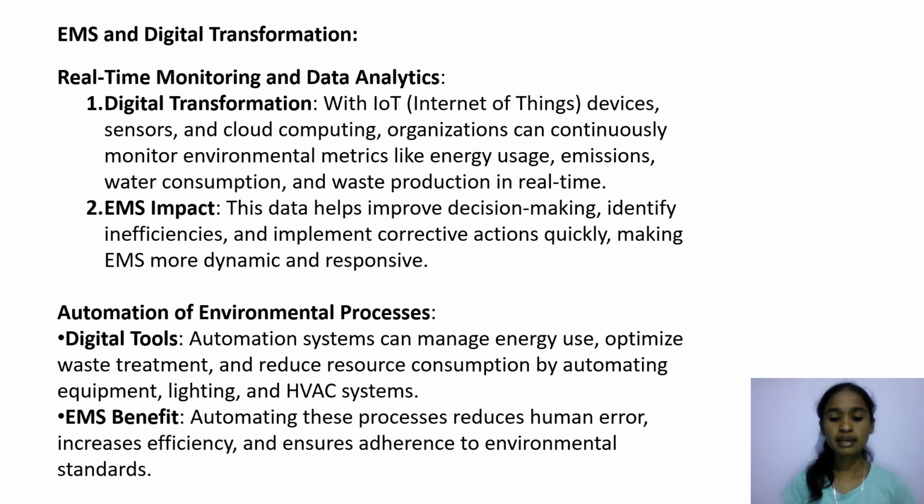Technologies like machine learning and AI can predict equipment failure and resource shortages, allowing proactive mitigation. Applications: predictive analysis supports EMS by helping companies prevent pollution or resource waste before it happens. Next, digital twins. Virtual models, or digital twins, simulate real-world operations, allowing organizations to model the environmental impact of different strategies before implementing them in the real world.